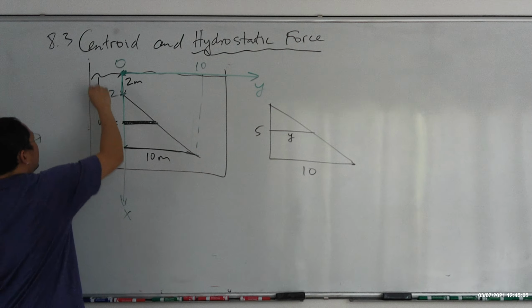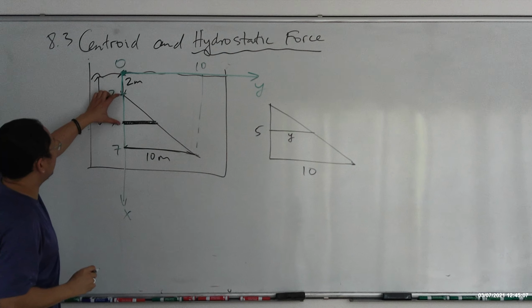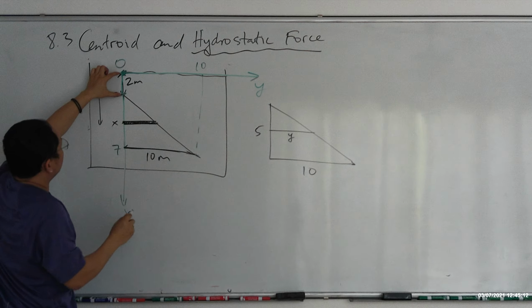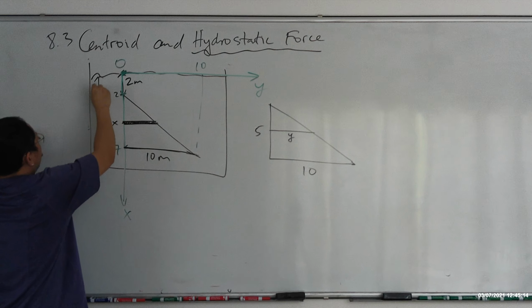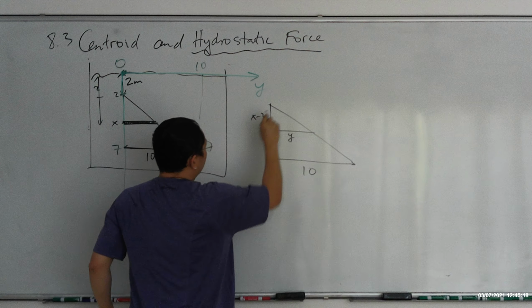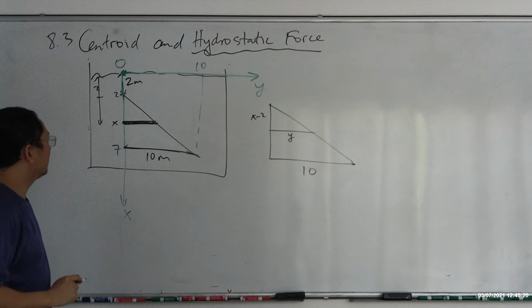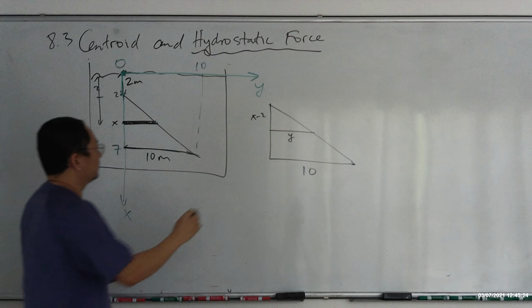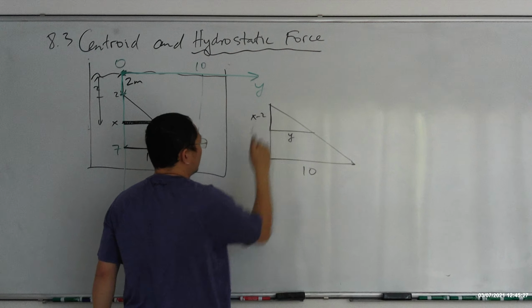X is a distance from here to here, right? So from here to here it's going to be x minus 2. This is 2 right here. From here to here is 2, from here to here is x, so the distance is x minus 2 right here. That distance right here is x minus 2.